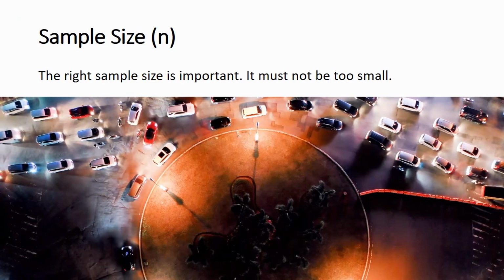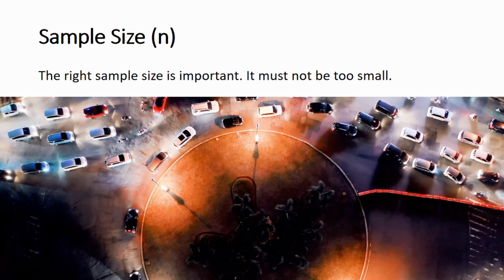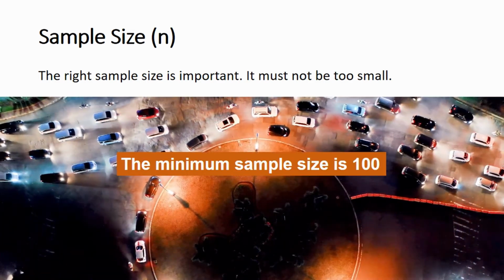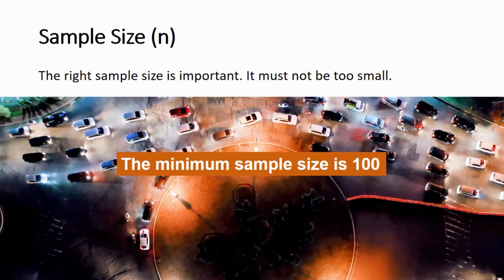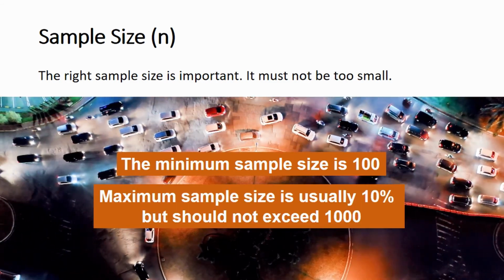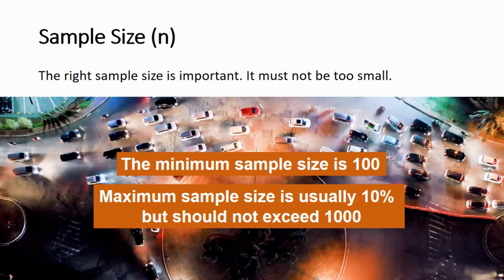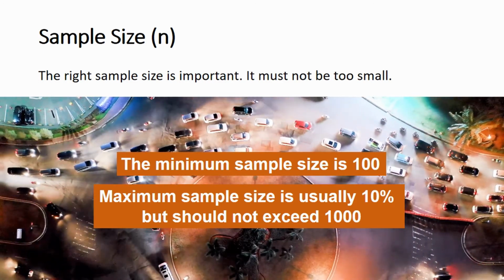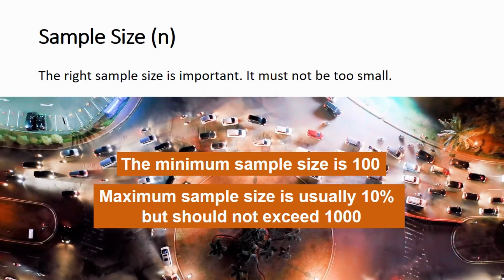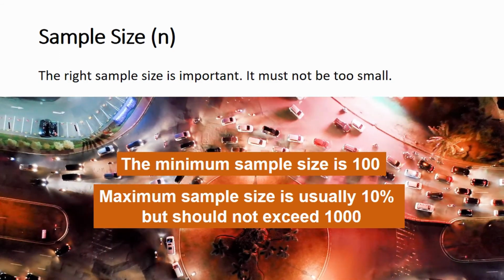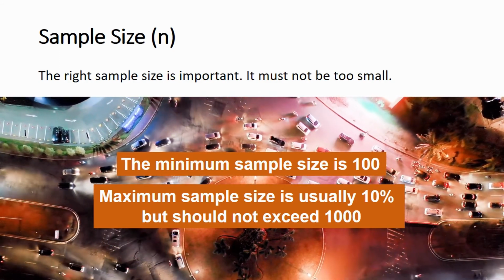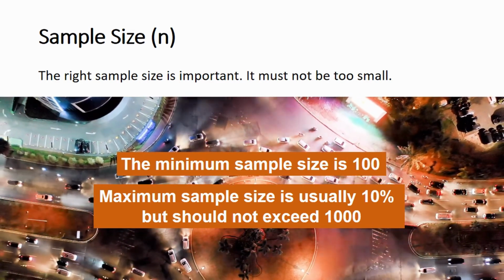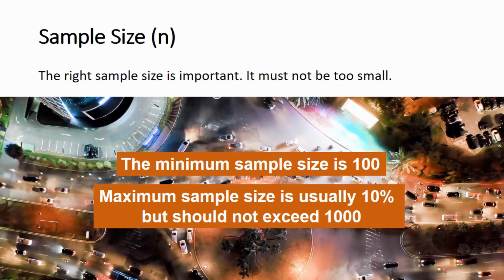The sample size represented by the N statistics is important. In general, the minimum sample size is 100. A good maximum sample size is 10%, but it should not exceed 1,000. Take note that this is recommended for basic surveys such as feedback forms, needs assessments, opinion surveys, and surveys that use random sampling. Also note that sampling error increases with large populations, so the right sample size is important.